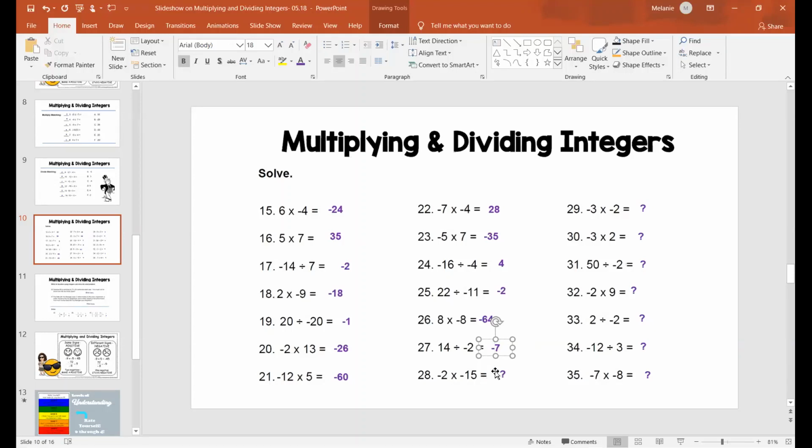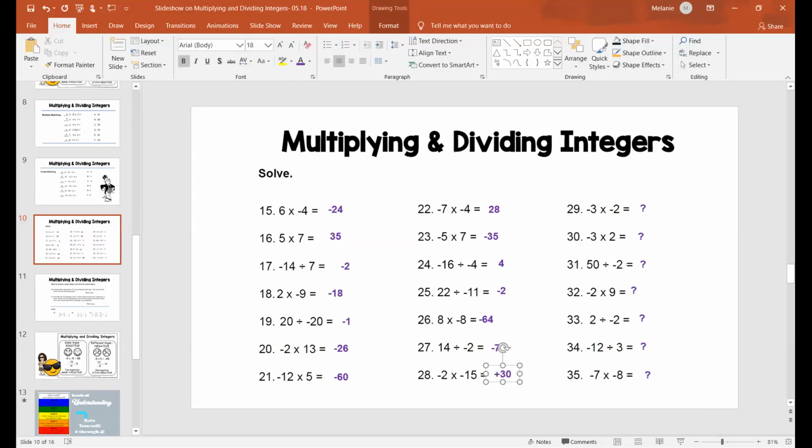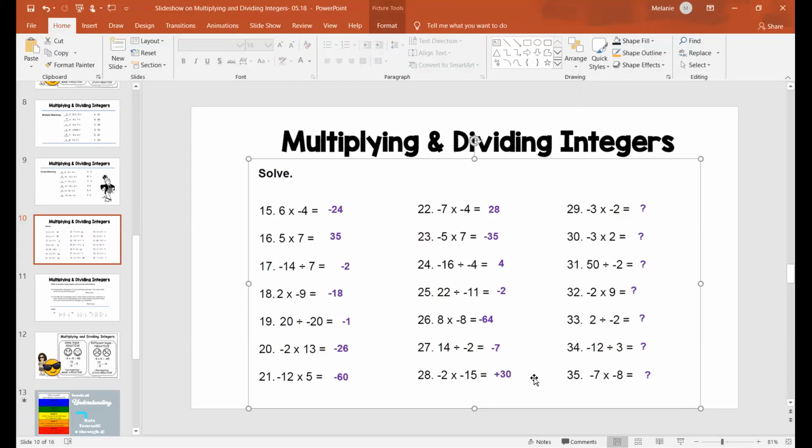Okay, 2 times 15, I know that by the clock is 30, like 30 minutes, and they're both negatives. 2 negatives equal a positive, so that is positive 30. And notice on the positives, you don't have to put a plus sign, but on this kind of lesson, you might want to, but you don't have to. Okay, so just keep that in mind.